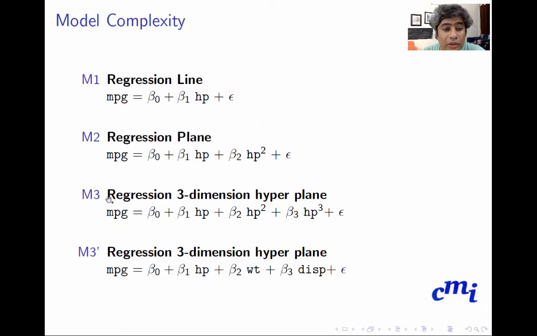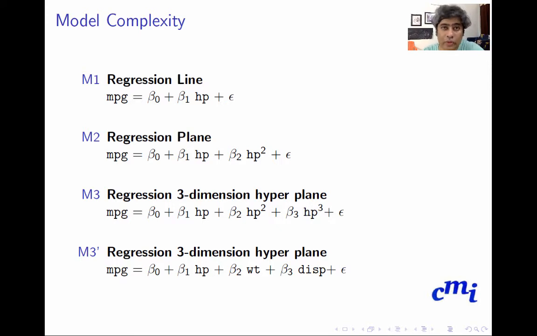Now the third model, which is a polynomial of order 3, basically puts the data into a four-dimension geometry, and we have tried to fit a three-dimension hyperplane in the four-dimension geometry. Or you can try some other features like horsepower, weight, and displacement as the other features, and so now your data is in four dimensions and you are trying to fit a three-dimension hyperplane.